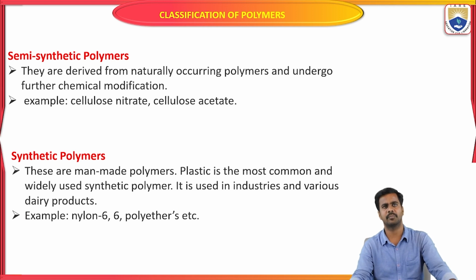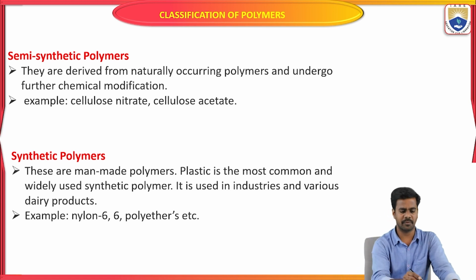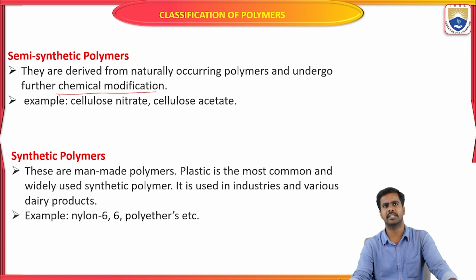Coming to the semi-synthetic polymers. They are derived from naturally occurring polymers and undergo further chemical modifications. Those polymers which can be molded by the addition of certain chemicals, where there is a possibility of chemical modification, are known as semi-synthetic polymers.